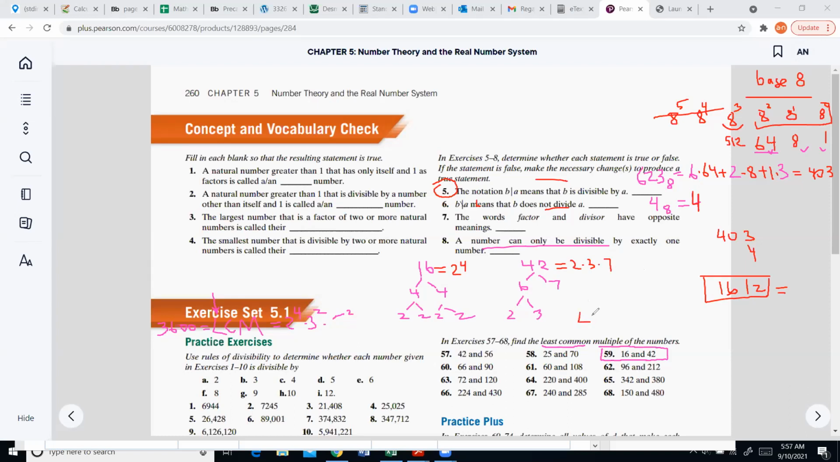So what's the least common multiple? Just like before, I find the largest power. So 2 here is in the first power, here it's in the 4th. So the largest power will be 4, right? So I put 2 to the 4th. Okay. And that's it. There are no other factors. So I just put 3 to the 1st and 7, and that'd be it. That's my least common multiple.